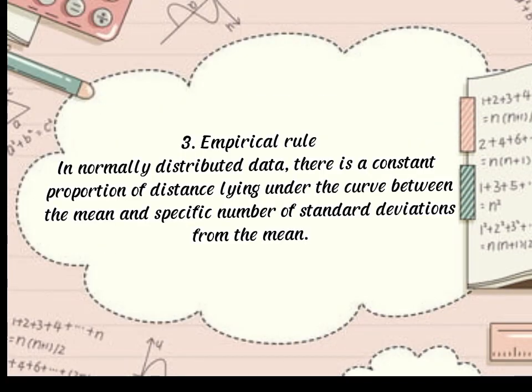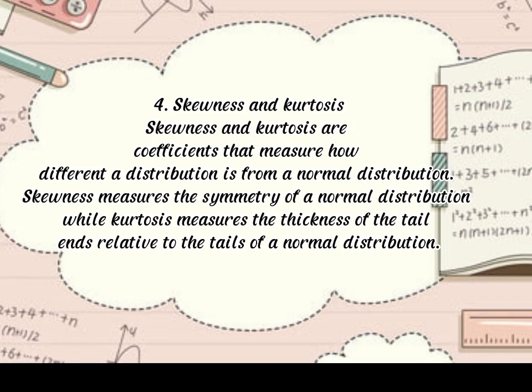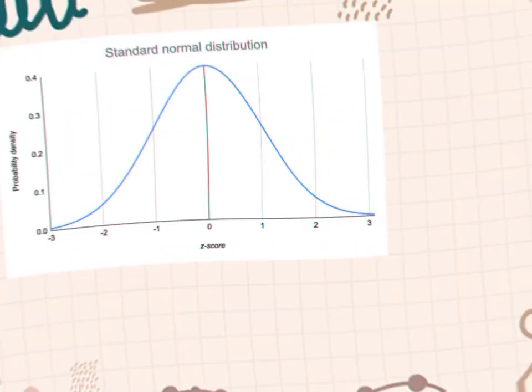Number 3. Empirical rule. In normally distributed data, there is a constant proportion of the area lying under the curve between the mean and a specific number of standard deviations from the mean. Number 4. Skewness and kurtosis. Skewness and kurtosis are coefficients that measure how different a distribution is from a normal distribution. Skewness measures the symmetry of a distribution, while kurtosis measures the thickness of the tail ends relative to the tails of the normal distribution.